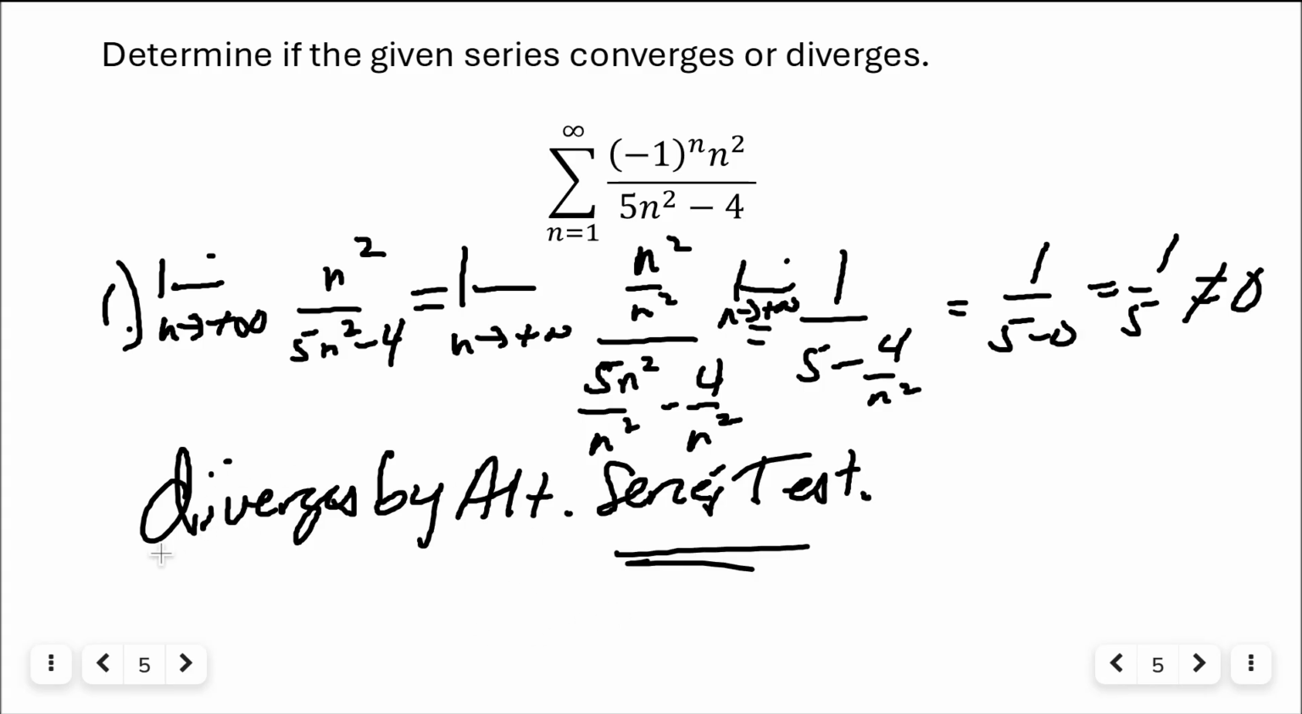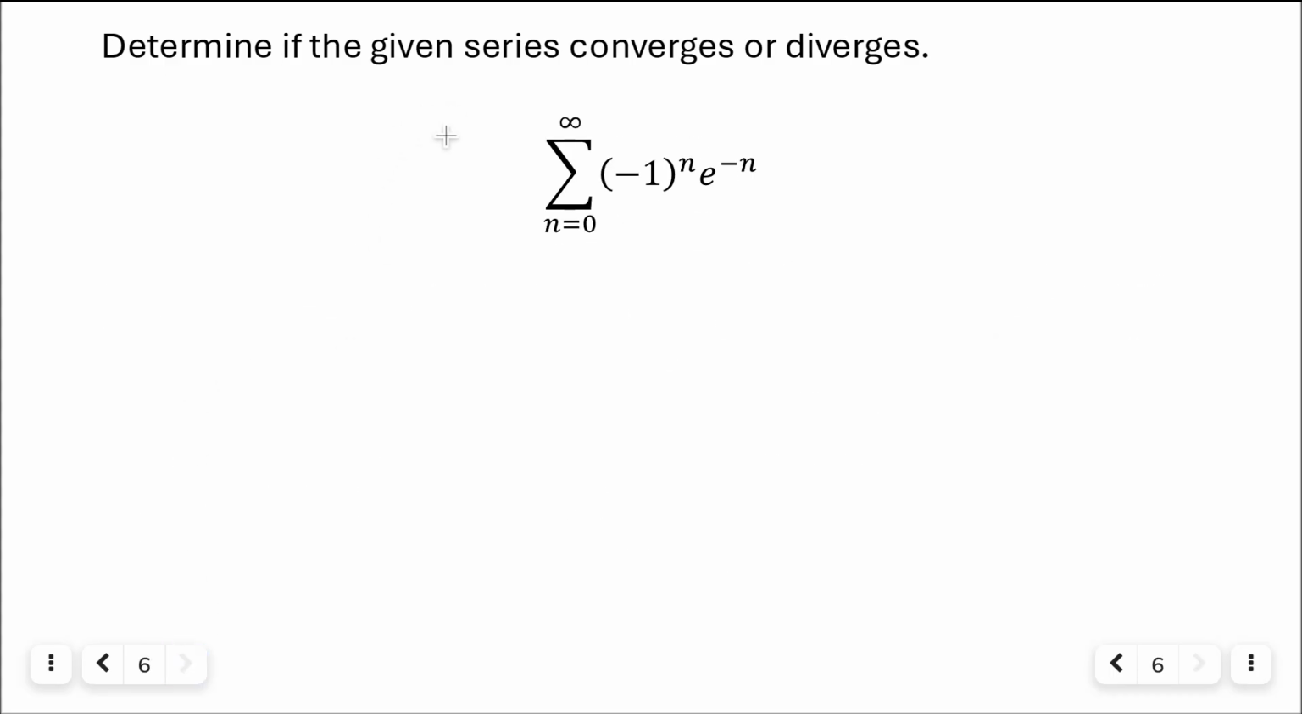I'm done. I'm not even going to go to the non-increasing part. I already know it failed the first part, so why bother with the second? All right, and then last one here. Let's try negative 1 to the n, e to the negative n.